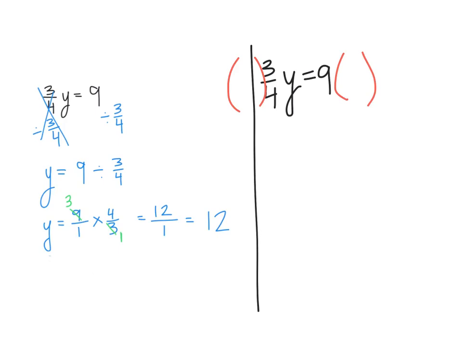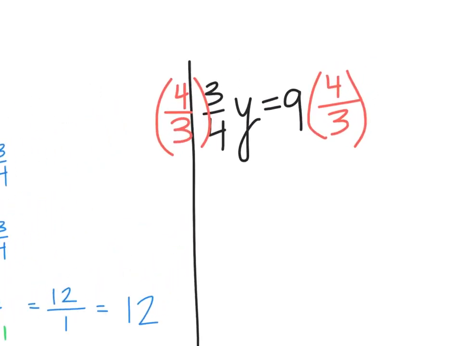The reciprocal means that you would flip the numerator and the denominator and make those go in the opposite spots. So the 3 is going to go here, and the 4 is going to go here. So I can multiply both sides of this by the reciprocal of 3/4. Why does that work? Well, let's take a look at that here.